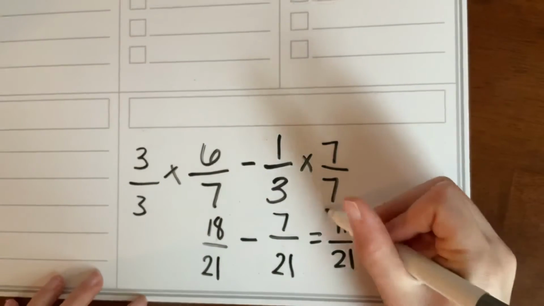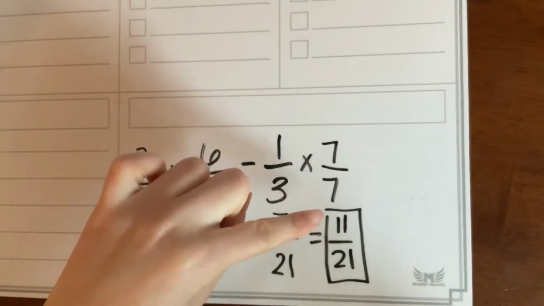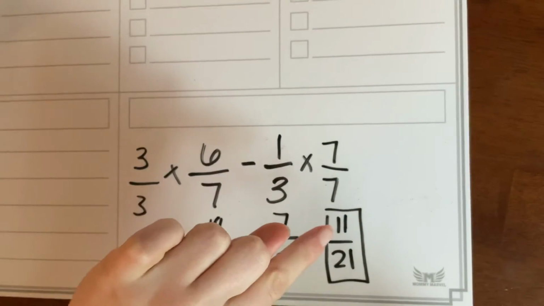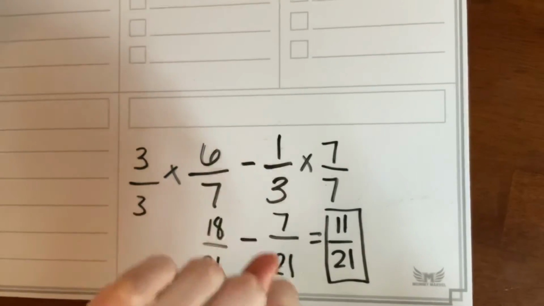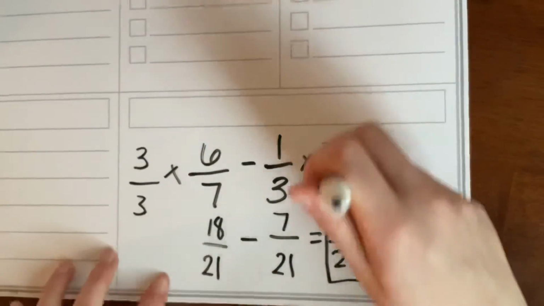No, I cannot, because 11 and 21 are, well, 21 is not a prime number, but 11 is a prime number. It would be really cool if it was 11 out of 22, but that's not how this worked. So this is your answer. You should have this. Okay, you're going to do one more. Erase your boards.